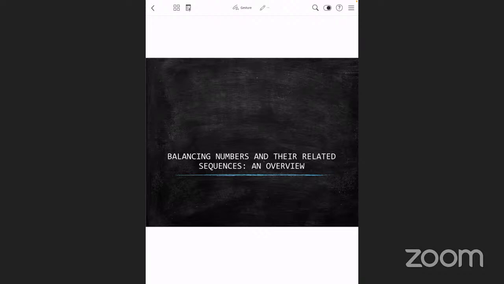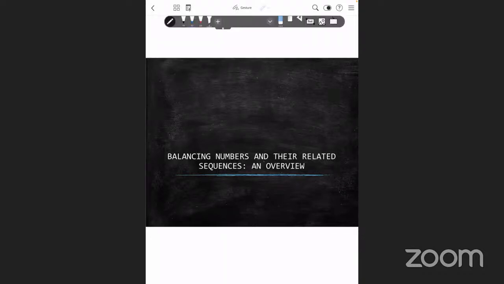Okay. So my topic is balancing number and their related sequences, an overview. So before I go for balancing number, I would like to define some terms which are used in this concept. One is called Diophantine equation. So what is a Diophantine equation? Number theory, those who have read number theory, Diophantine equation. So Diophantine equation means what? It is an equation whose solutions are integers only. Okay. So if we are finding the solution as only the integral value, only the integer, then that type of equations are called Diophantine equation.